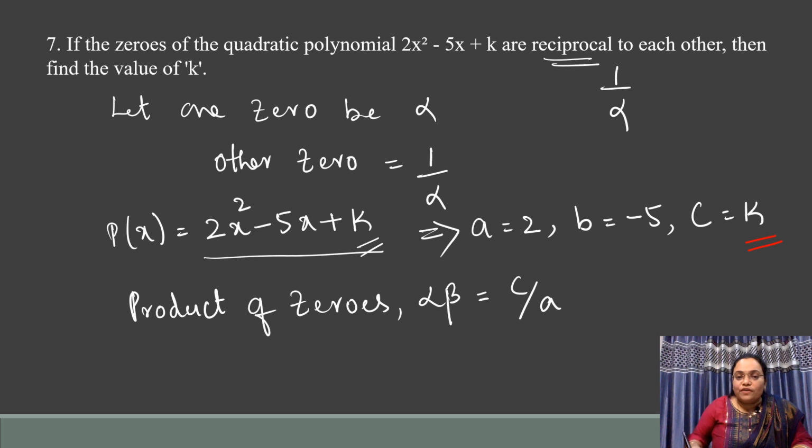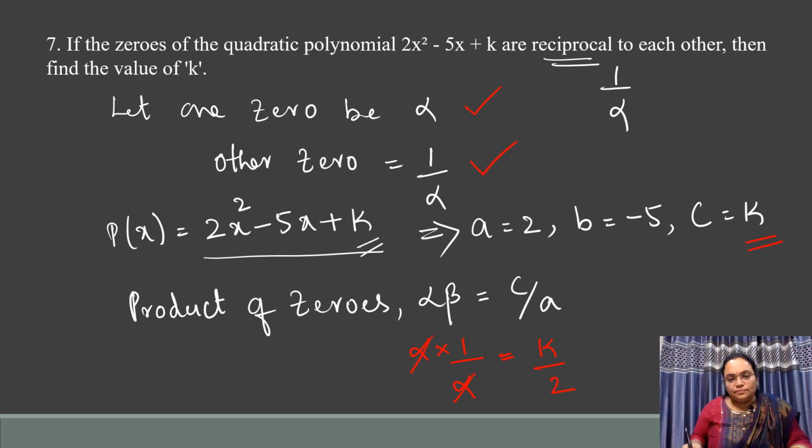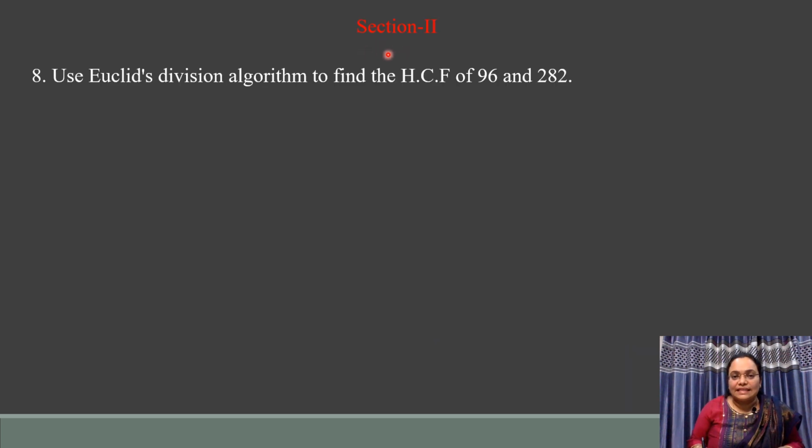What is the product of zeros? In this case, we have taken one zero as alpha and the other zero as 1 by alpha, right? That is alpha into 1 by alpha is equal to k by a, which is 2. Alpha and alpha get cancelled. Cross multiplication, k is equal to 2. Now we'll go for the second section.